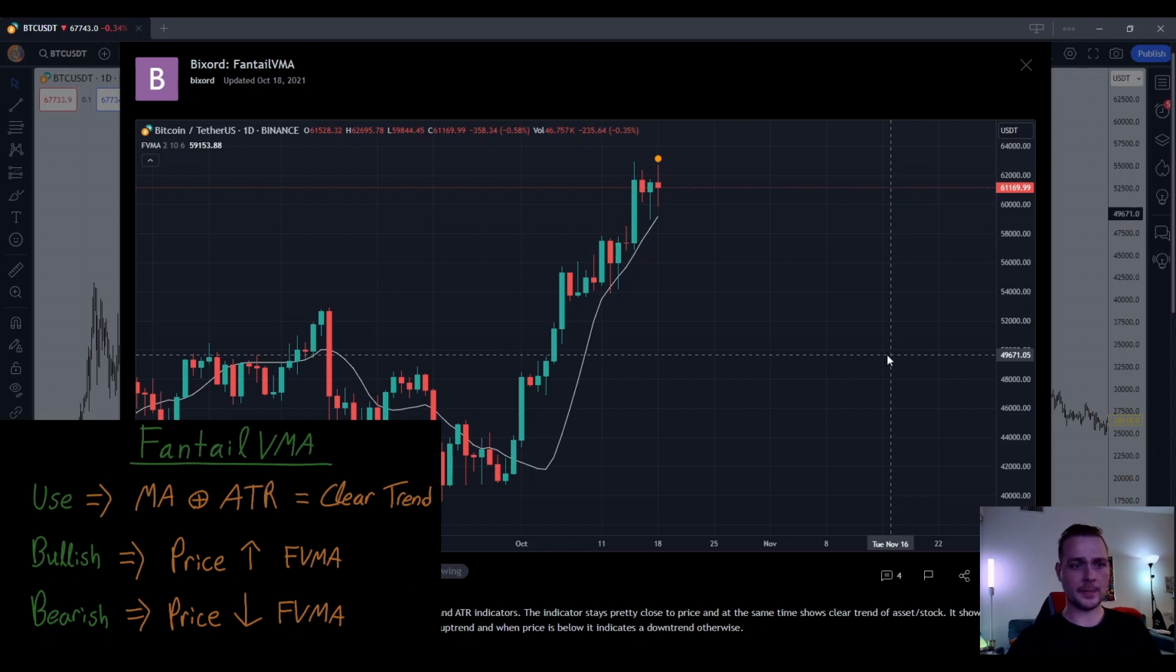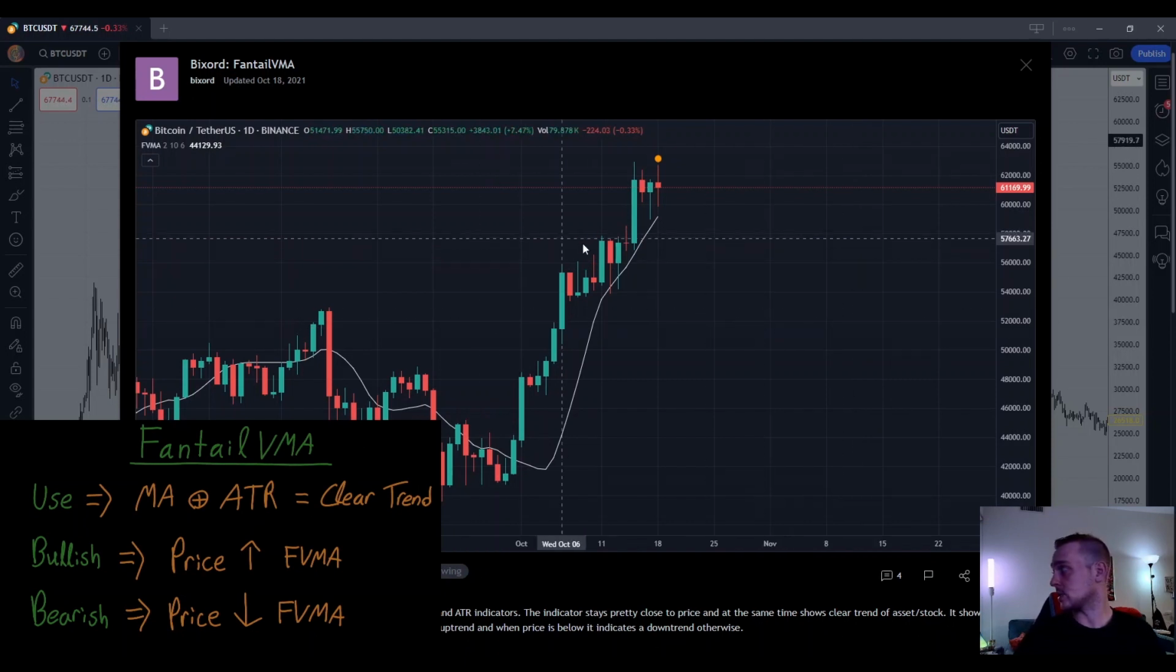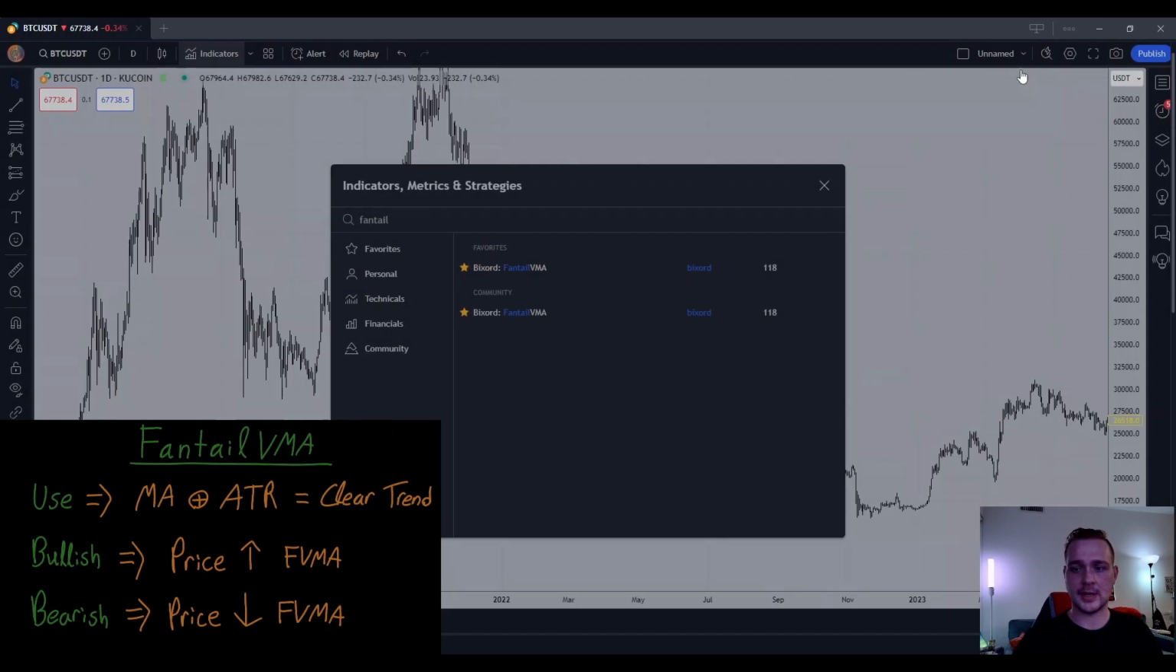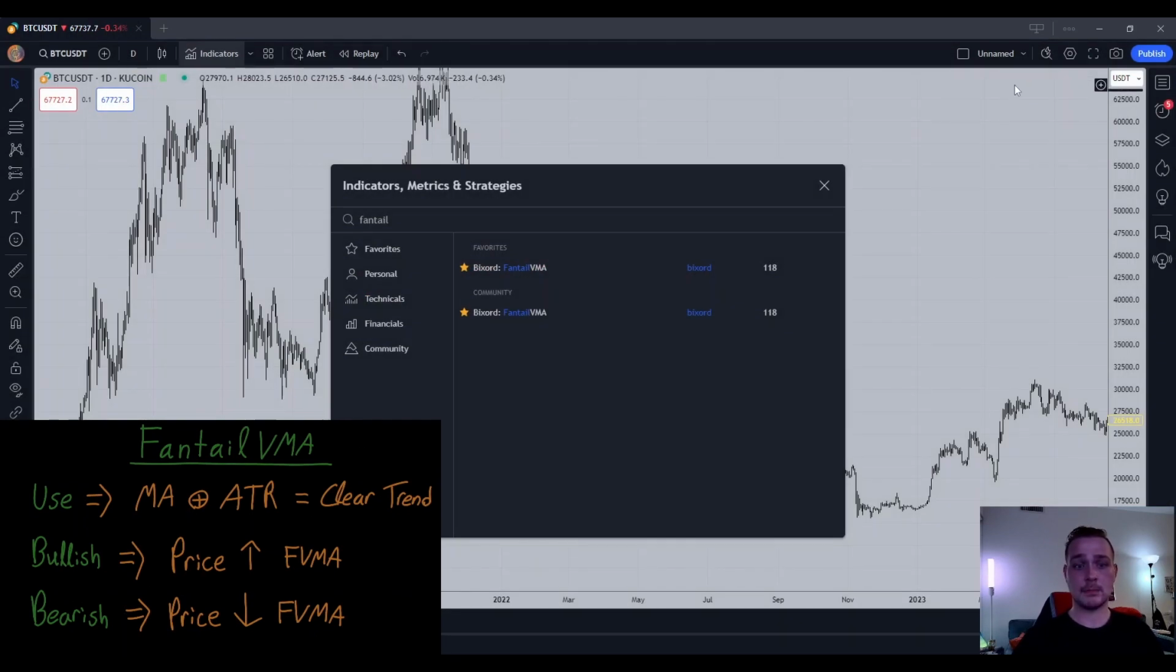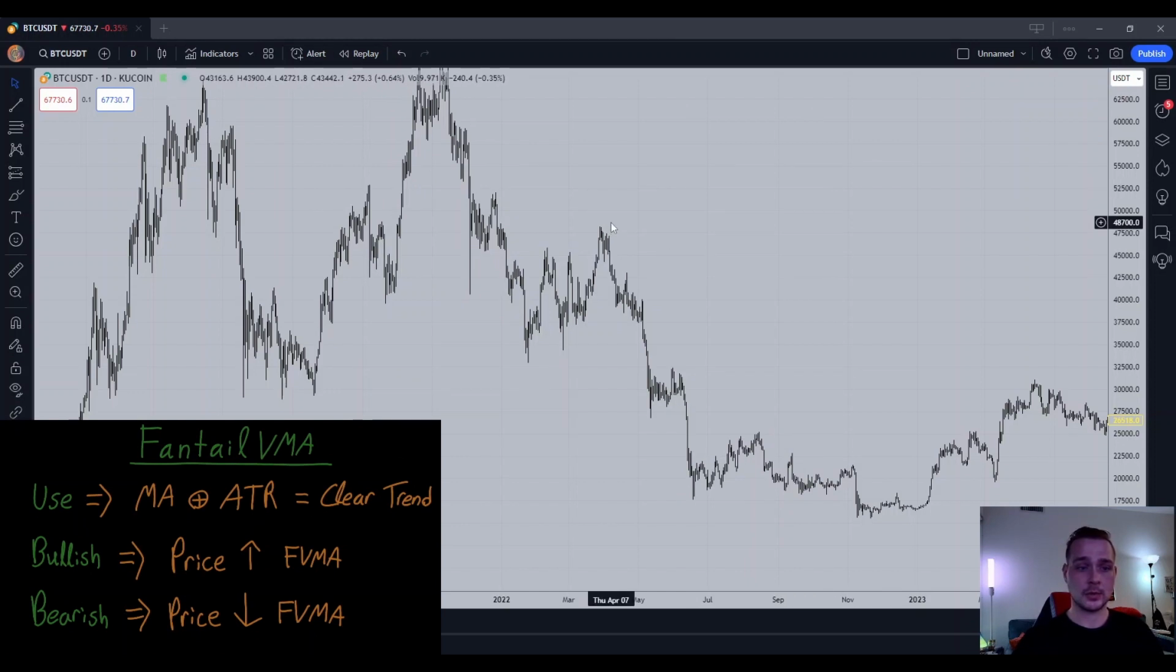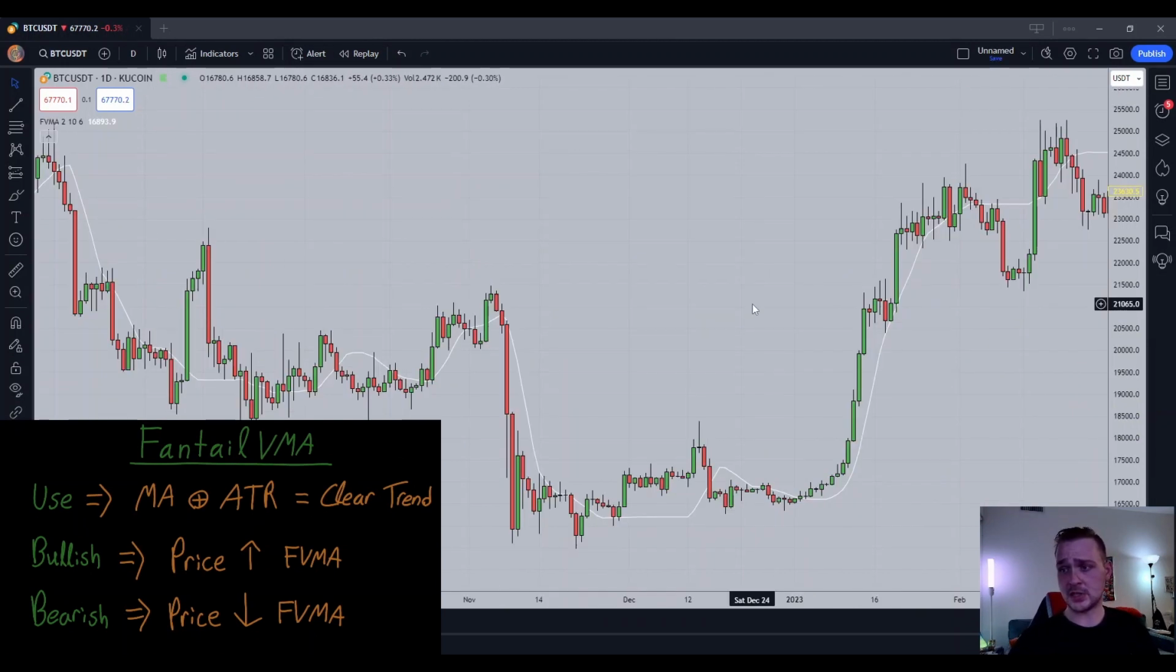Next indicator I'll talk about is the FantailVMA. This indicator is a combination of a moving average and ATR, ATR meaning average true range. And the FantailVMA stays relatively close to price, and at the same time shows the clear trend of an asset or a stock. So using this indicator is pretty simple.